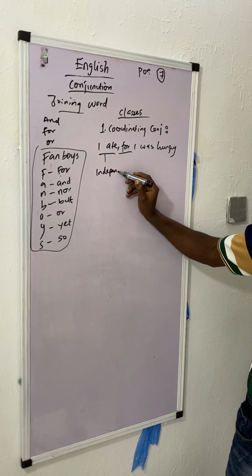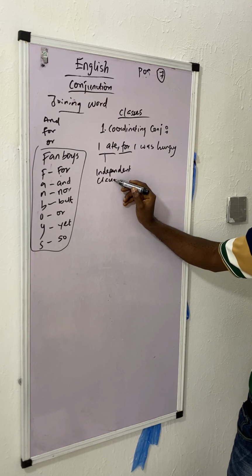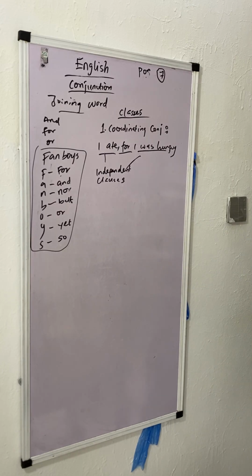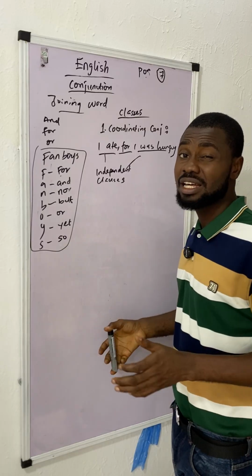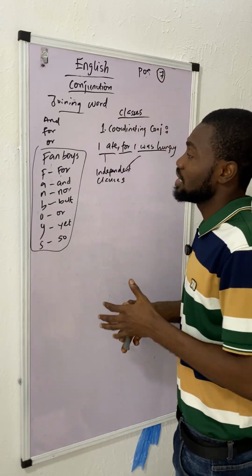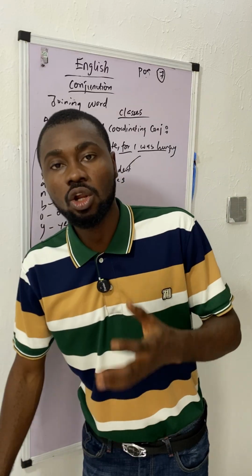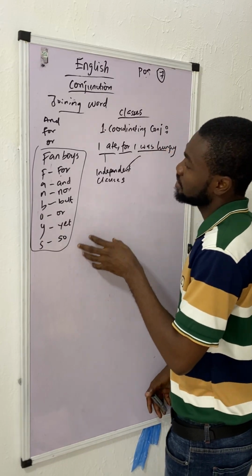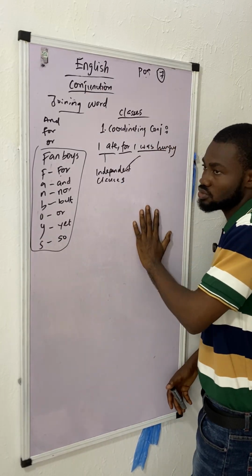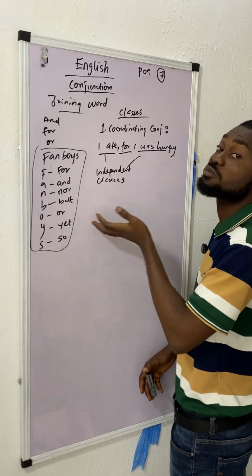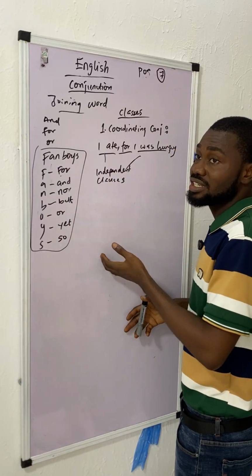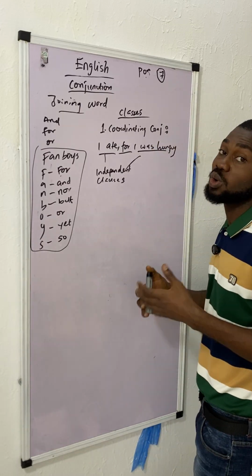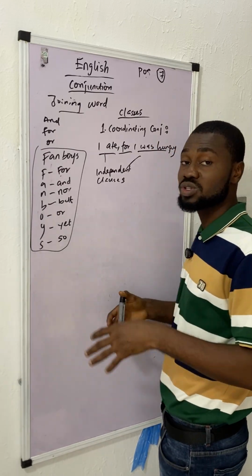This one, I was hungry, is also an independent clause. Hope we know the meaning of independent clause. First of all, let's understand what a clause is. A clause is an expression that has a subject and a verb. Then a phrase is one that has a subject but doesn't have what? A verb. That's the difference between a phrase and a clause.